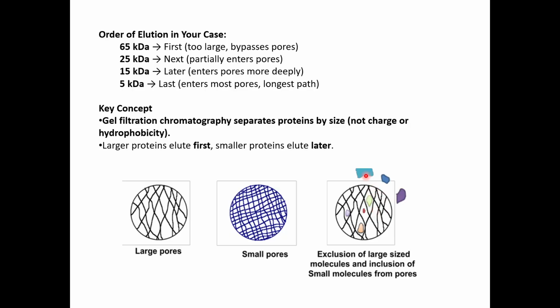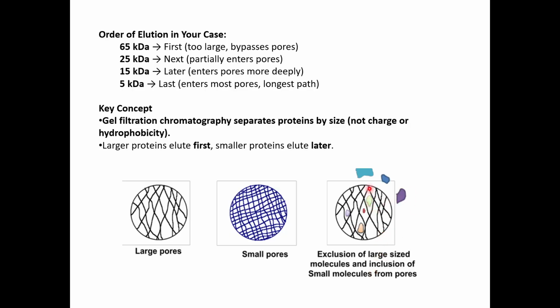But if you have proteins or complexes or oligomers which are much larger than the pores, they will be outside your bead. So they will just cross your bead or flow outside your bead. So the exclusion of large sized molecules and inclusion of small sized molecules in the pores will take place. So basically if it has to travel from here to here, your larger ones will just take the shortest path. It will just flow over your bead and it will go down.